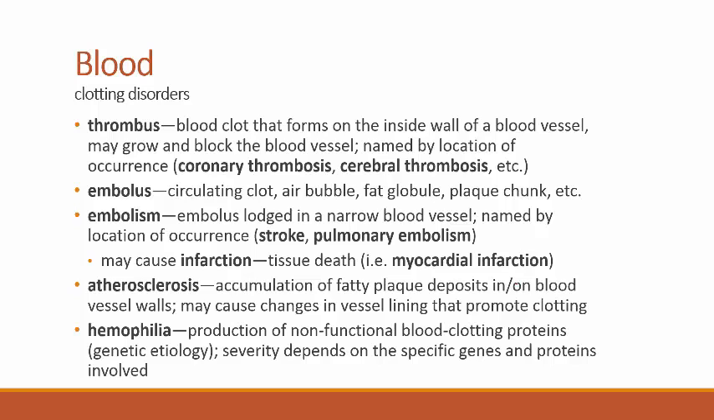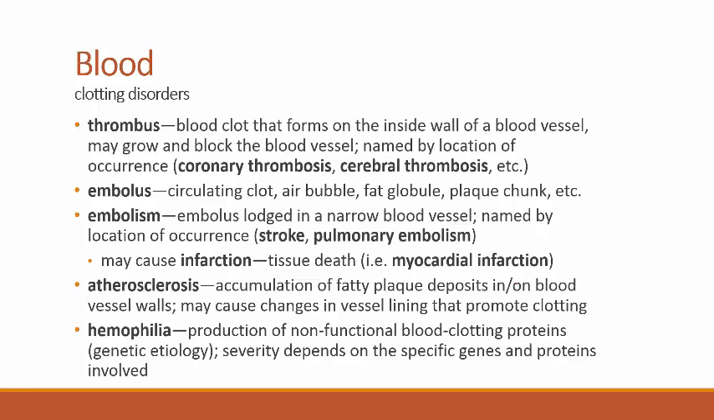There are other things that can act as an embolus. An air bubble that's circulating around can act as an embolus. A fat glob that forms in the blood vessels could act as an embolus. And a chunk of plaque, that stuff that builds up on the interior of a blood vessel wall, might break off and form an embolus. We call it an embolism if that embolus becomes lodged, clogging off a blood vessel. And it's, again, named by the location of occurrence.